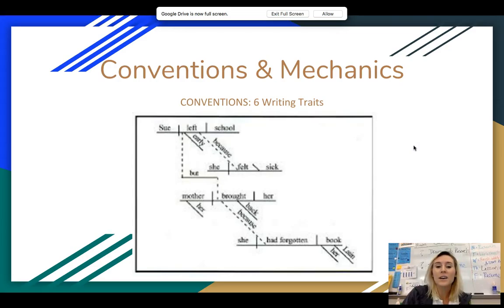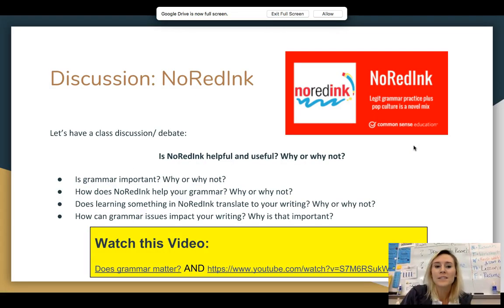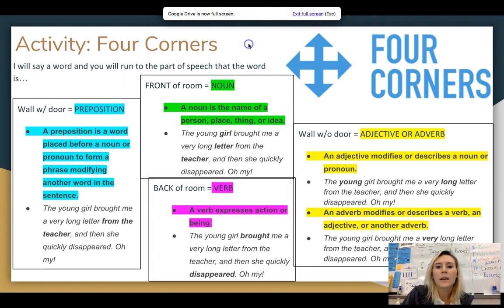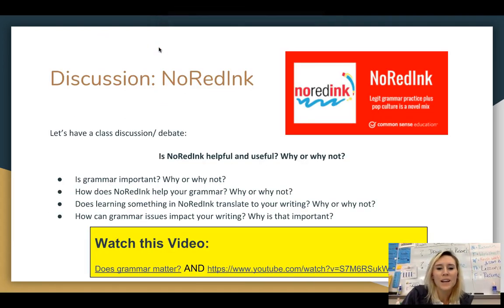All right, so this lesson is on conventions and mechanics, as you guys can see. And normally at this point we would have a bit of a discussion about no red ink, and we would talk about whether you think that no red ink is helpful and useful, why or why not. And we already sort of started this discussion and talked about grammar and discussed whether we think that grammar is important, why or why not. Does no red ink help you with your grammar?